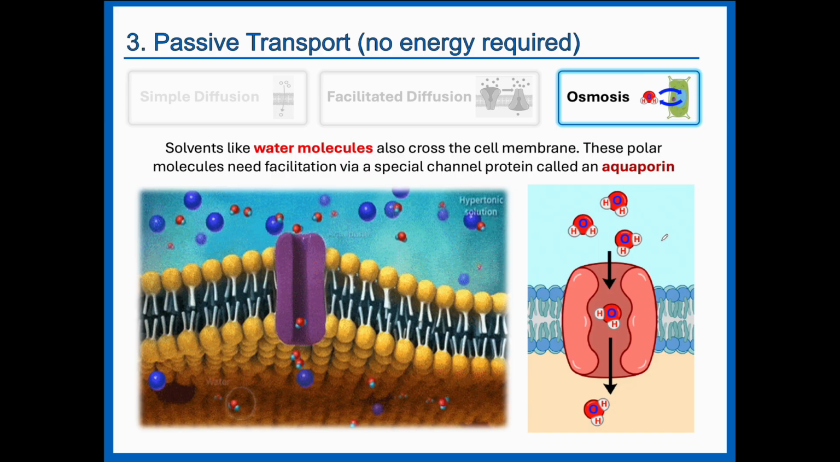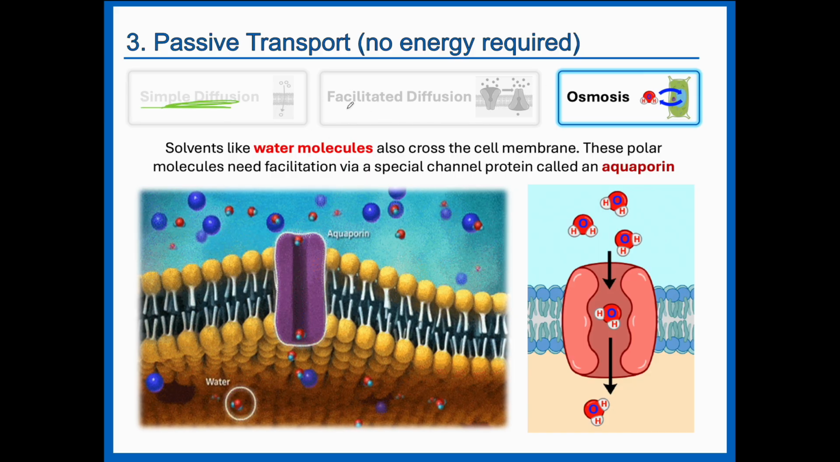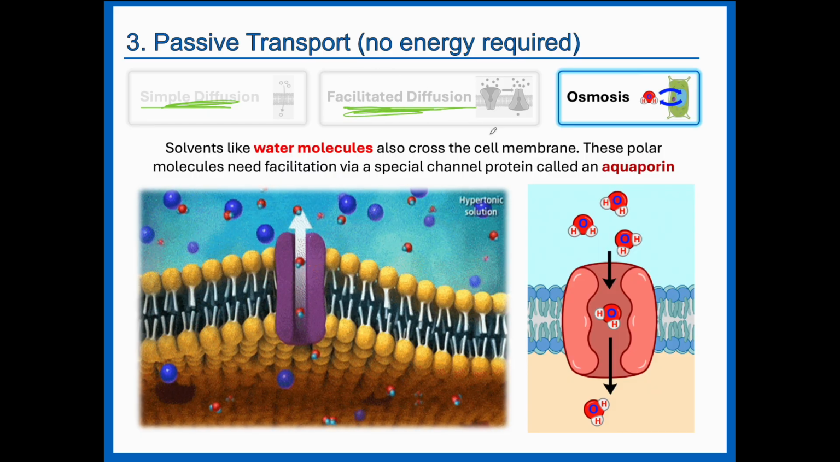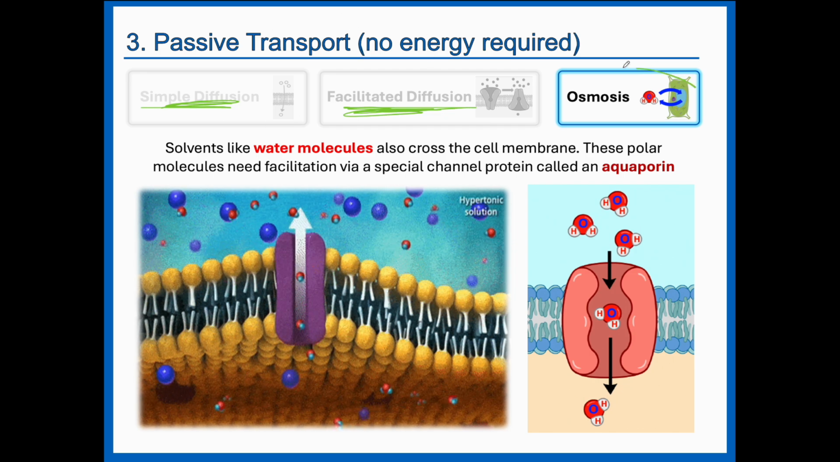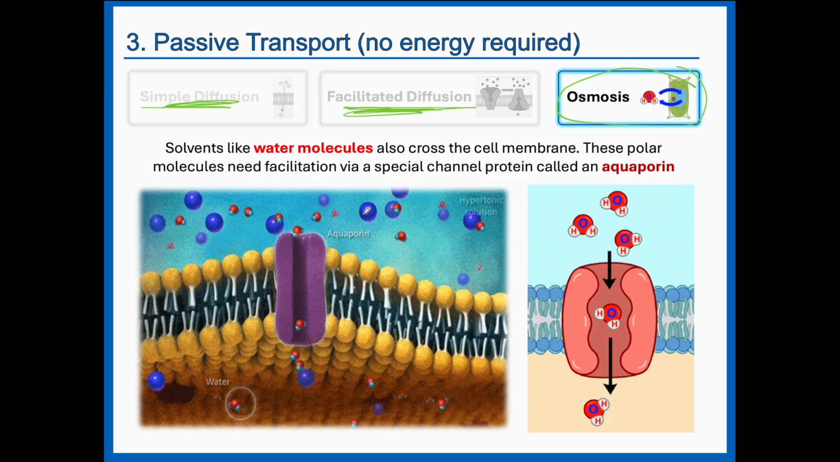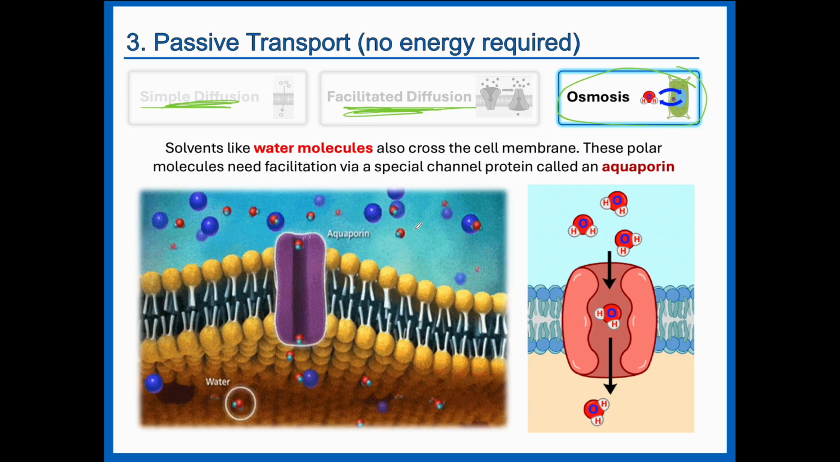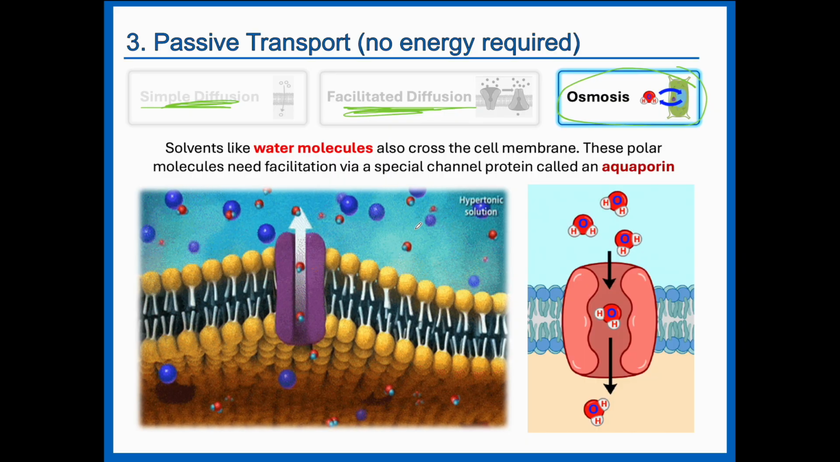So that was an example of facilitated diffusion. So either you simply diffuse through, or you use a facilitator to help you go through, right? But both of these have no energy required. Now, osmosis is the next one in line, okay? Osmosis is basically facilitated diffusion, but for a special molecule called water, right?